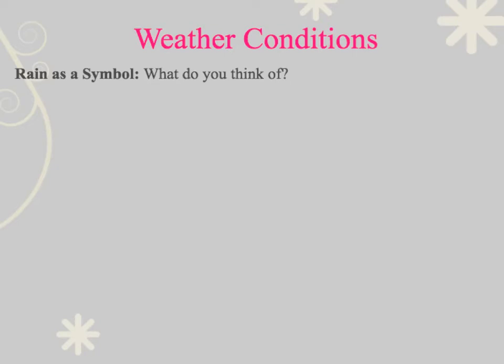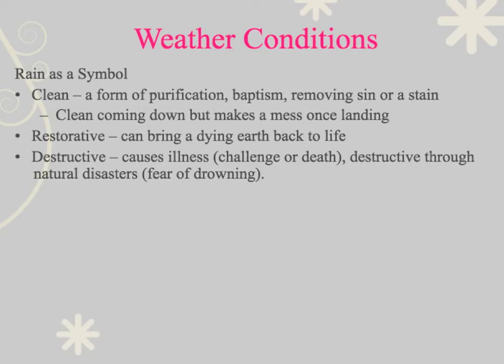So when you think about weather conditions as a symbol, what do you think of when you think of rain? Rain can be seen as clean. It's a form of purification or baptism. It removes the sin or the stain. It can be clean as it's falling, but then when it hits the ground, it can make a mess. If you're walking home from school in the rain, your top half might be clean, but the rim of your pants or your shoes are going to be dirty from the dirt down there.